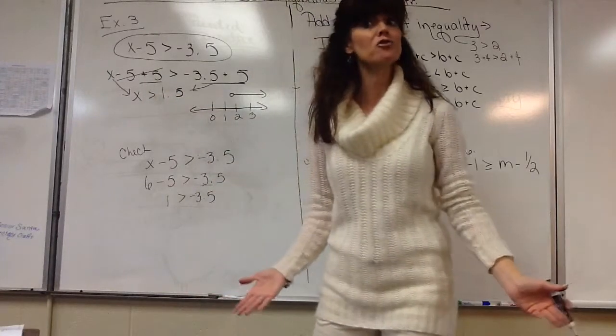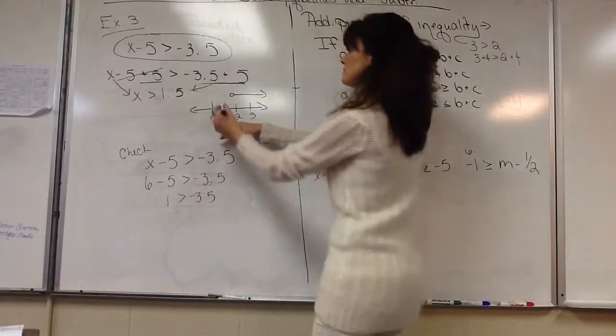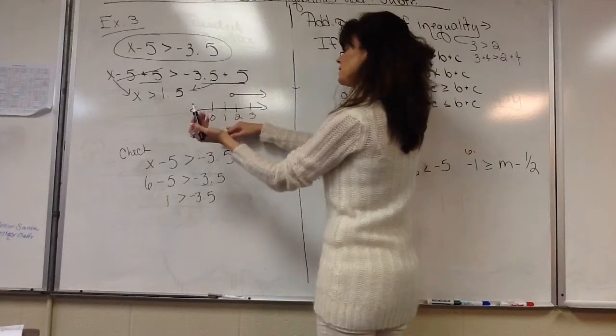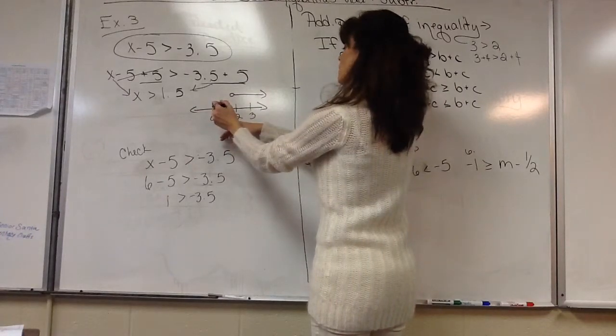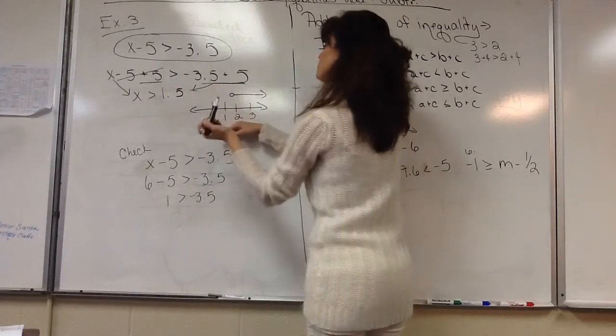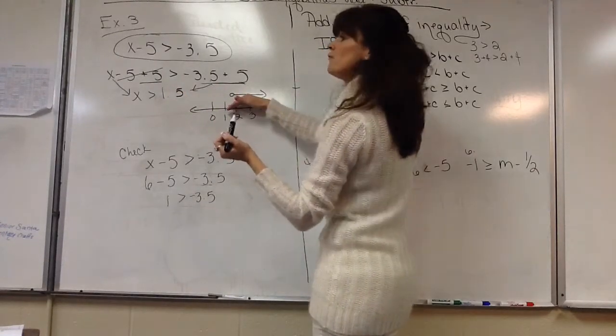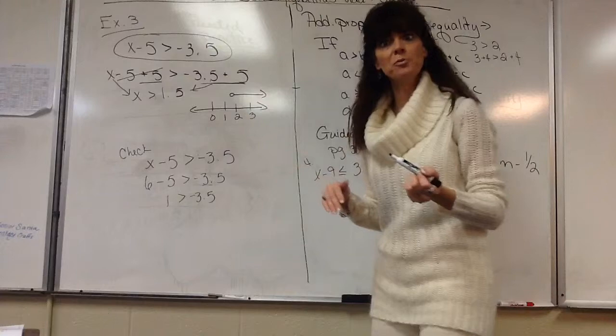That is our solution. Now to graph this, I just set up a little number line here. We know that 1.5 falls between 1 and 2. Because it's greater than, it's going to be an open circle. And we will highlight everything to the right of my open circle.